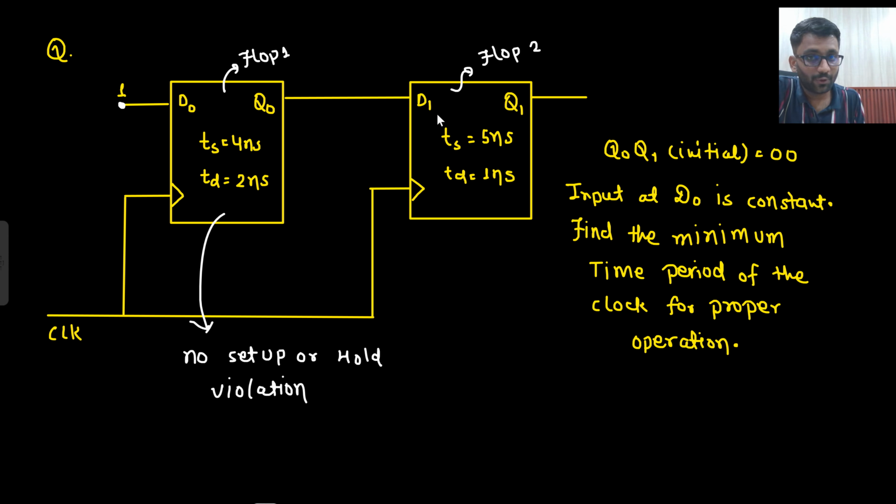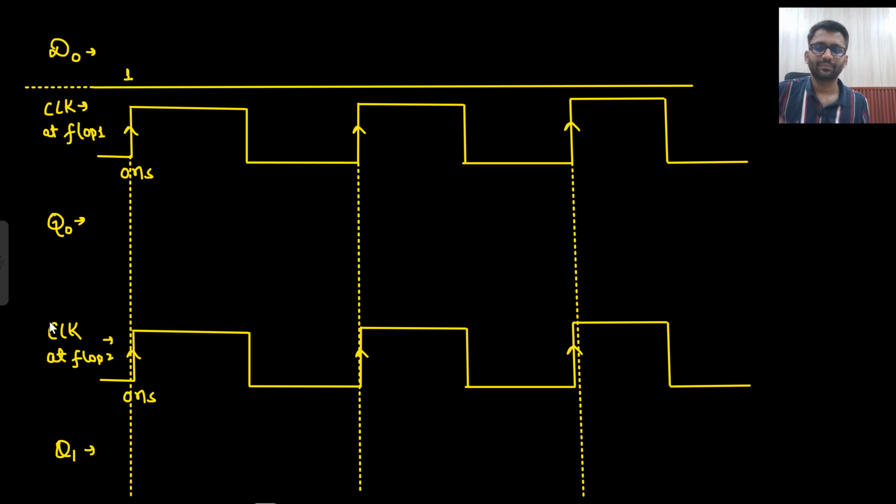Because the input of this is not stable, it is coming from this Q naught. So what is your Q naught plus? Q naught plus is equal to D naught, that is equal to 1 only. And what is your Q1 plus? Q1 plus is equal to Q naught. So let's draw the timing diagram. Things will be more clear to you once we draw the timing diagrams.